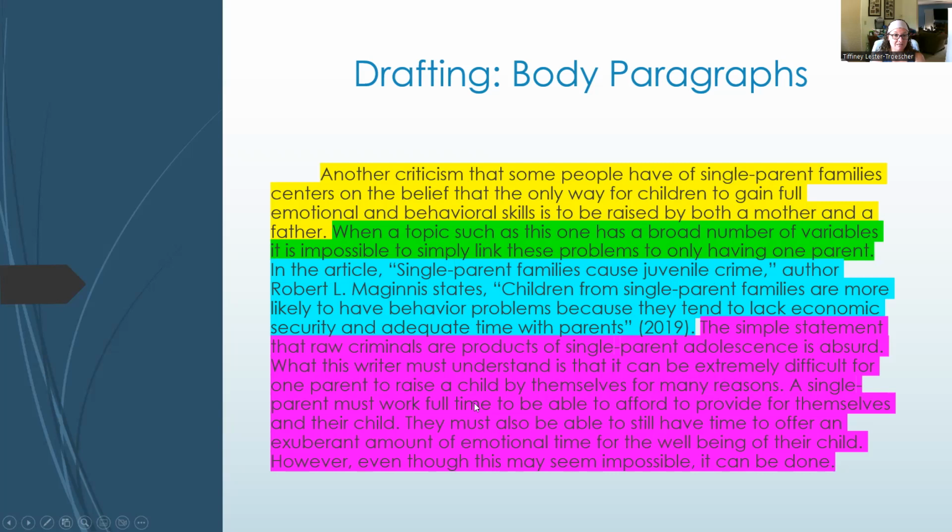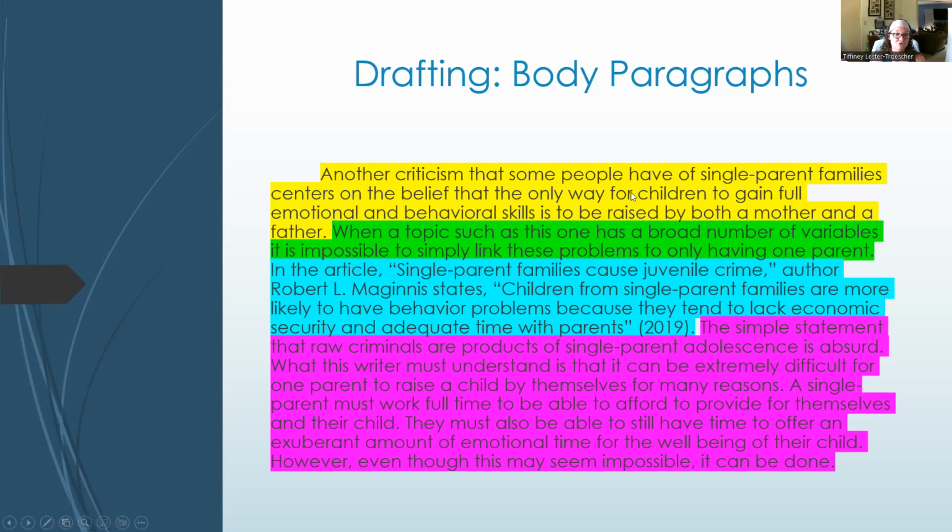The simple statement that raw criminals are products of single-parent adolescence is absurd. What this writer, right, McGinnis, what this writer must understand is that it can be extremely difficult for one parent to raise a child by themselves for many reasons. A single parent must work full-time to be able to afford to provide for themselves and their child. They must also be able to still have time to offer an exuberant amount of emotional time for the well-being of their child. However, even though this may seem impossible, it can be done.